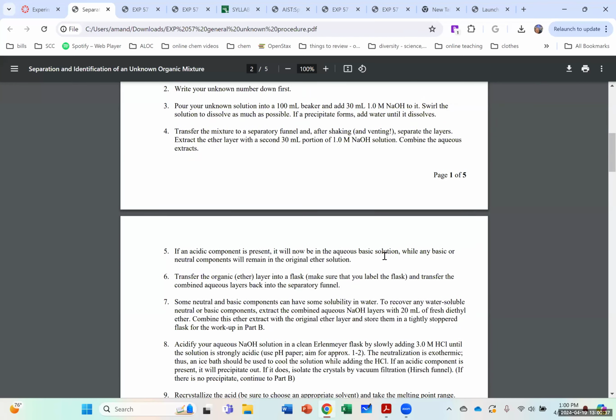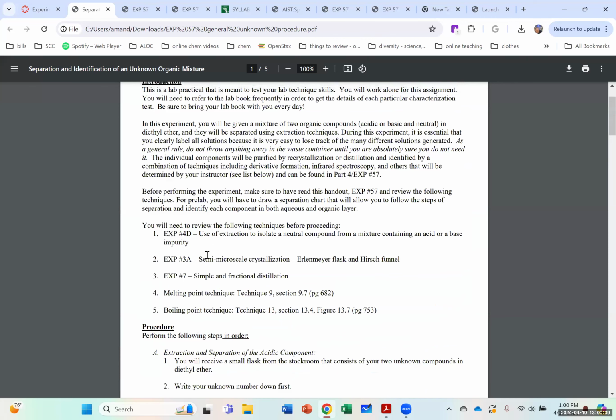Now, for that recrystallization on day two, if you need extra information, experiment 3A is where we've done it before. And then on day three, you're going to distill your neutral unknown. The extra info for that is in experiment number 7. So by the end of day three, you will have a recrystallized acidic unknown and a distilled neutral unknown.